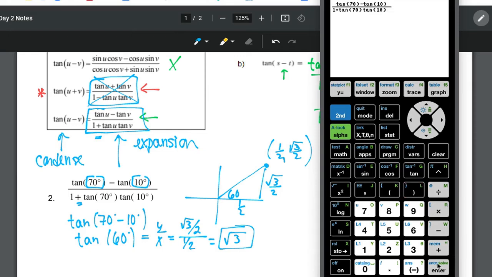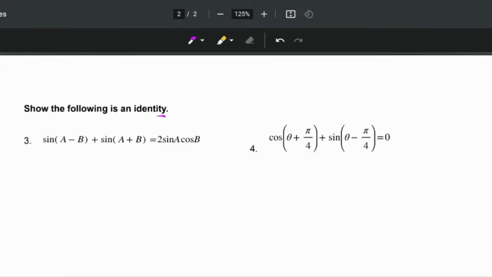And then if we hit enter, we can verify what is tangent of 60, and that should be the same thing as what we just got, which it is. For problem 3, we're going to prove that the following equation is an identity.